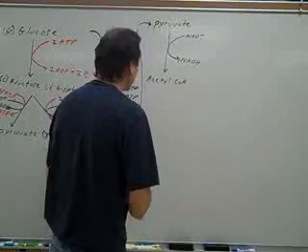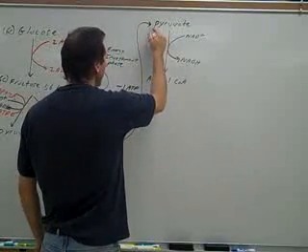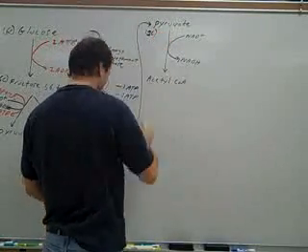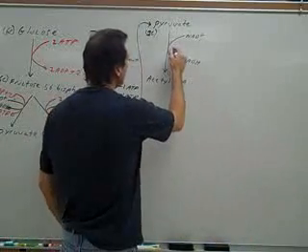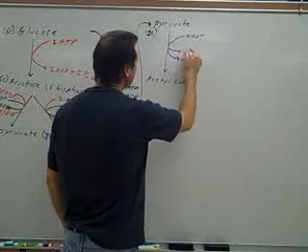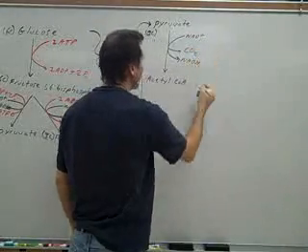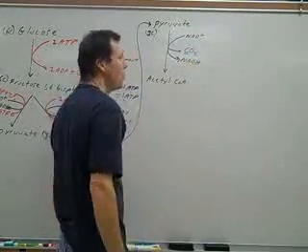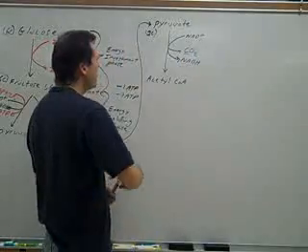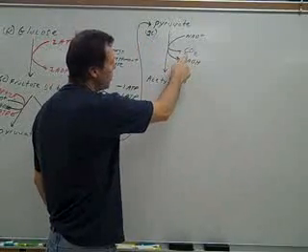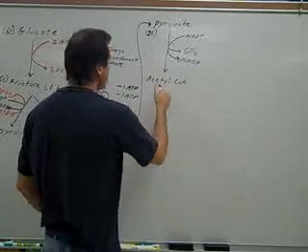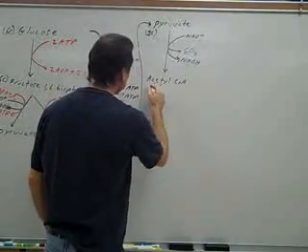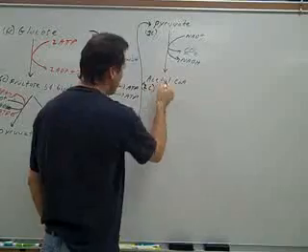Now, if we keep track of the carbons again, pyruvate has 3 carbons. And in this chemical reaction, we're going to lose a molecule of carbon dioxide. And carbon dioxide has 1 carbon. So 3 carbons minus 1 carbon we lose here in the form of carbon dioxide is going to give us 2 carbons for acetyl-CoA.